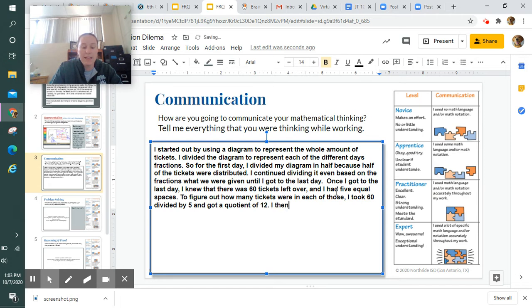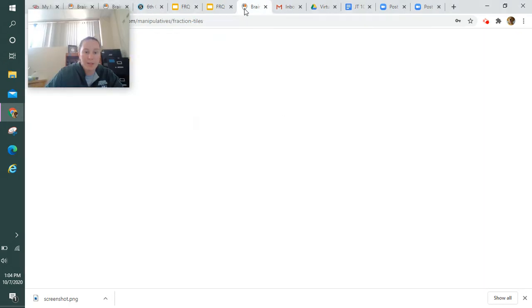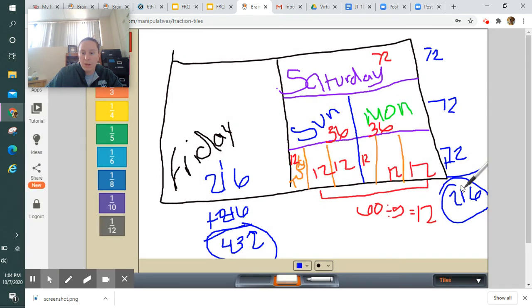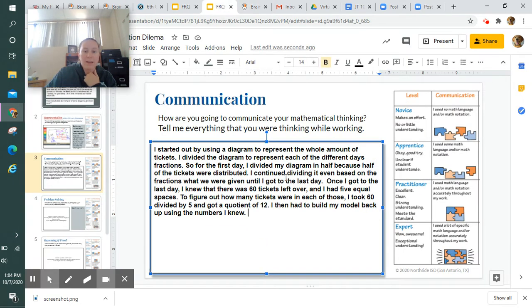So then we're going to say I then had to build my model back up using the numbers I knew. Okay. And you're explaining to me how you did that. So on that last day, we knew we started with how many tickets. Okay, and you can go back and look at your example that you had. So on that last day, we knew we had 72 tickets. Okay.